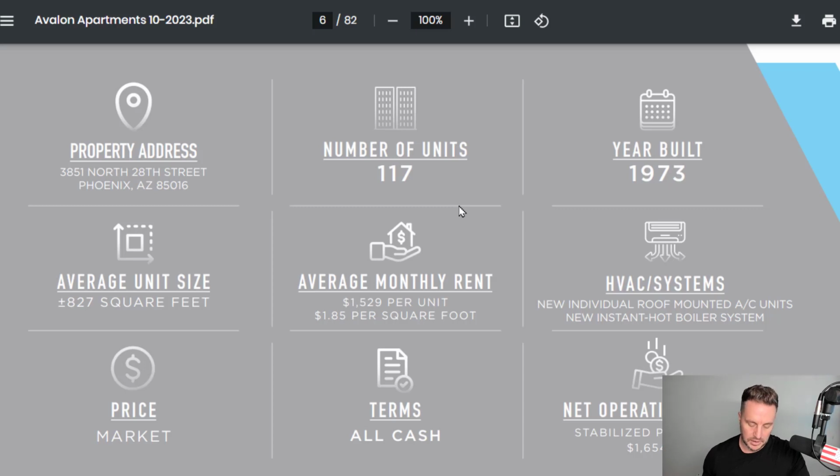So we're going to pull our data here. The first thing we need to know is our number of units. So we know that it has 117 units. And we need to times that by the average monthly rent, which is 1,529.